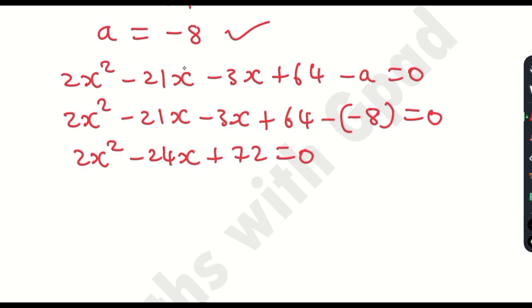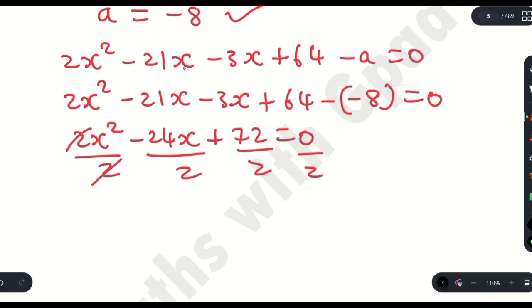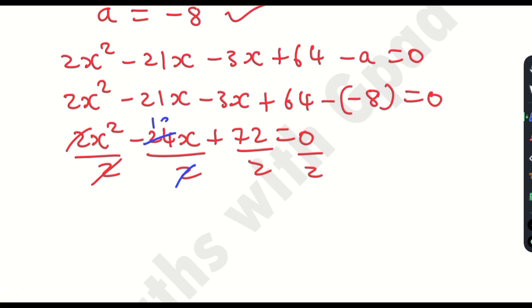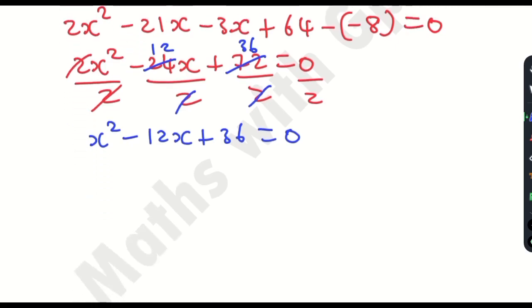Before I do that, let's divide through by 2 because we can actually simplify by 2. So divide through by 2 and even 0 by 2, because whatever you do on the left hand side, you must do on the right hand side as well. So 2 cancels 2. 2 goes into 24, you have 12, okay? And then 2 goes into 72, you have 36. 0 divided by 2 is 0. So you have x squared minus 12x plus 36 is equal to 0.